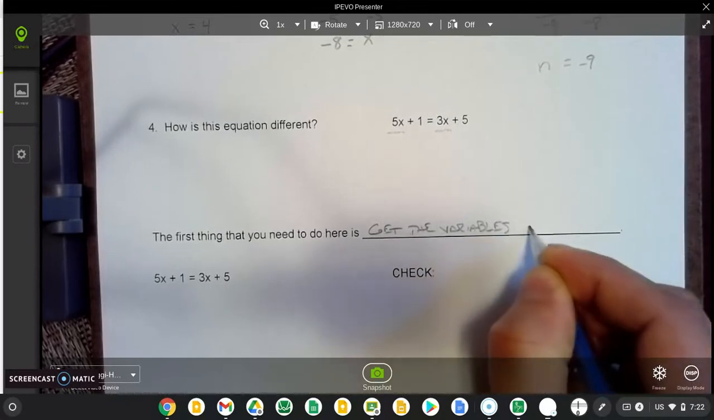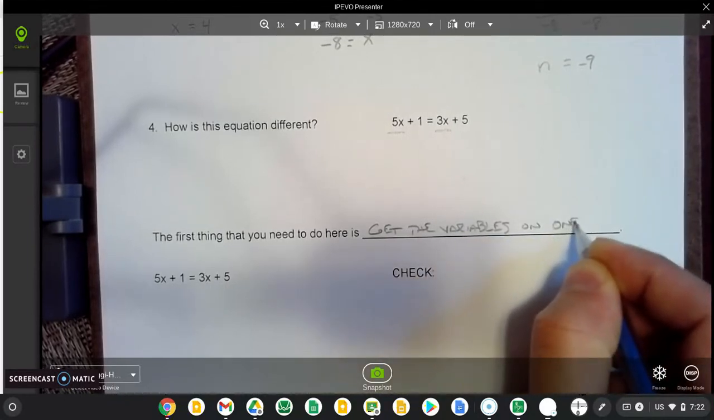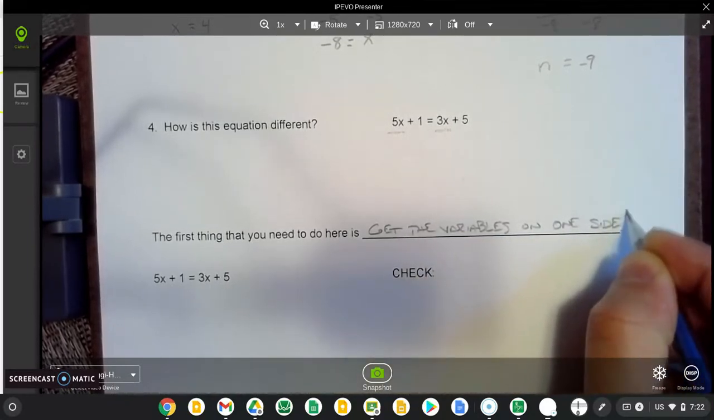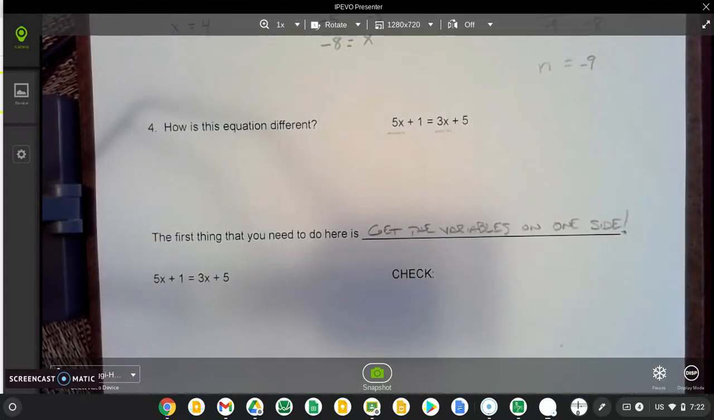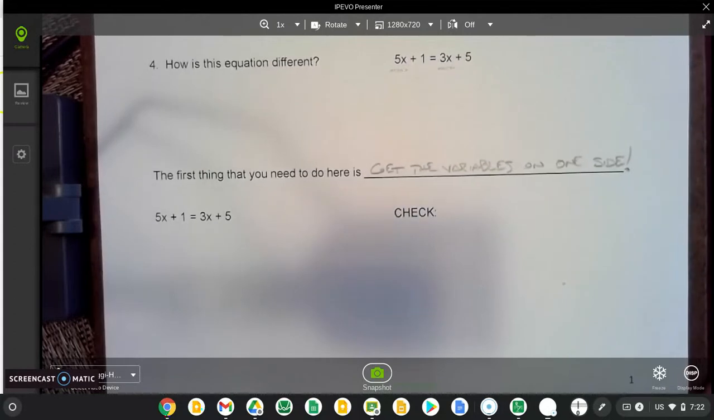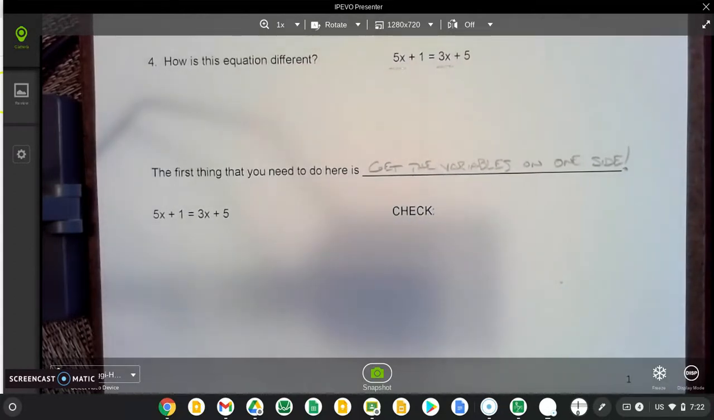Get the variables on one side. And it doesn't matter which side, okay? But you've just got to try to get all of the variables on one side. So the question is, well, how do you get variables on just one side?